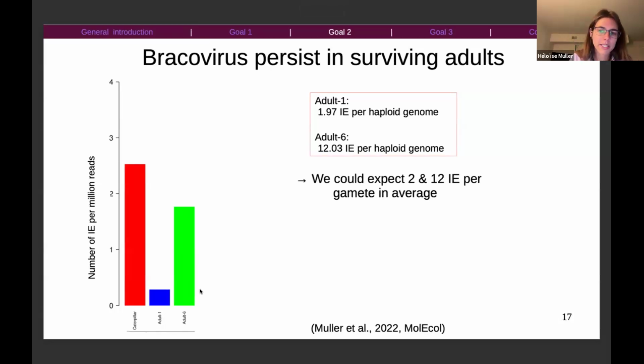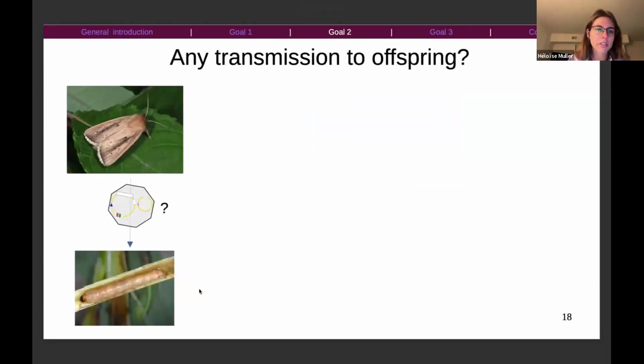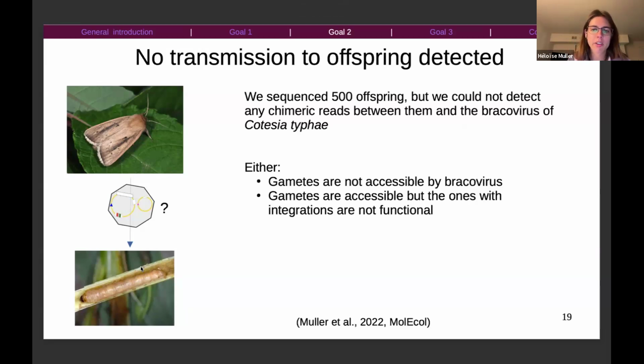From those numbers, we could expect 12 integration events per gamete on average. If these numbers are true, we should be able to detect transmission to the next generation very easily. So this is what we tried to do. For this, we crossed some surviving moths to see if they could transmit any of those bracovirus integrations to the offspring. For this, we sequenced 500 offspring. However, we could not detect a single chimeric read in those offspring, which means that we were not able to detect any transmission. So how come, with such a high frequency of integration?